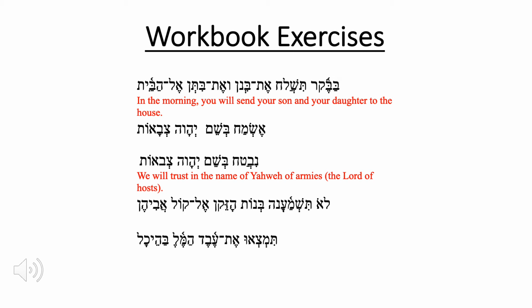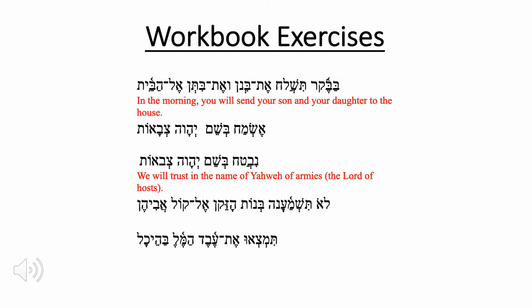Number 3 begins with the verb we will trust, niv tak, not niv tok. Again, we don't have a holum over the tate. We have an A-class vowel under the tate because of the presence of the chet, the guttural, at the end of the verb. The nun prefix indicates that this is a 1 CP.